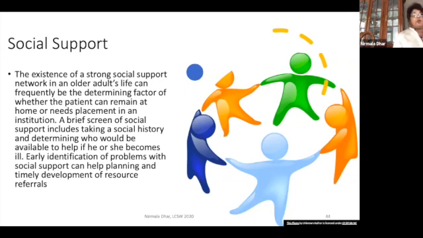A brief screen of social support includes taking a social history, determining who is available to help if he or she becomes ill. Early identification of problems with social support can help with planning and timely development of resource referrals. And I'm hoping all of you on the phone today who work with older adults, that this is a core part of your assessment, social support. Next slide.